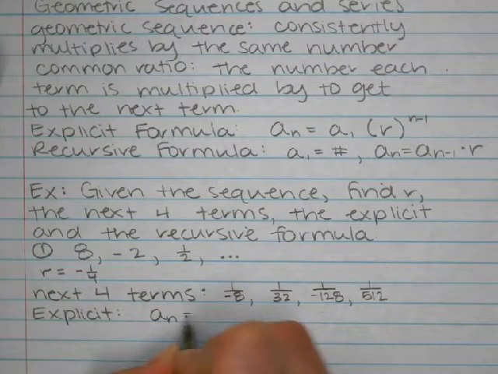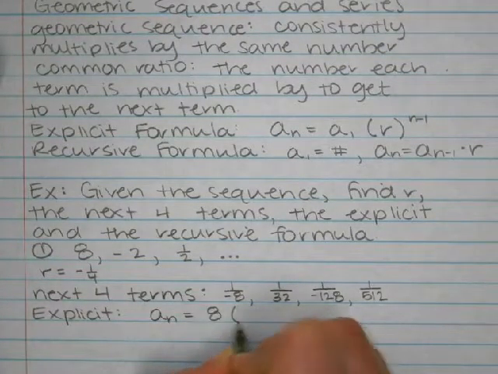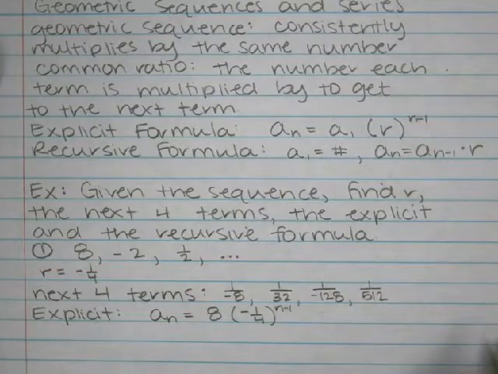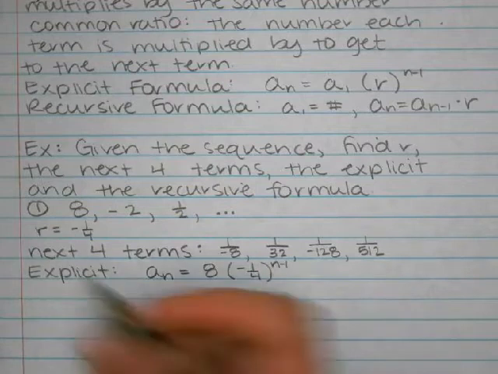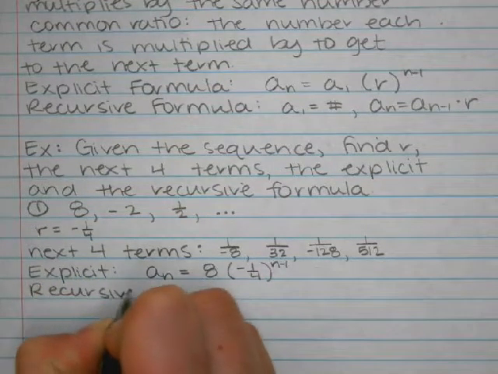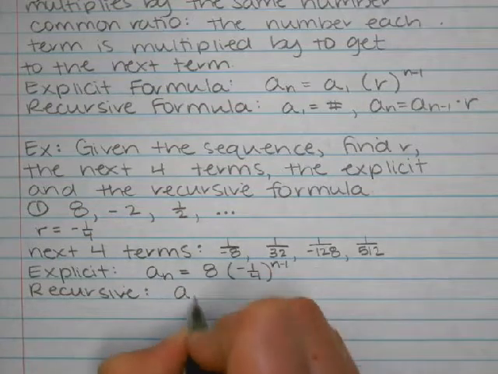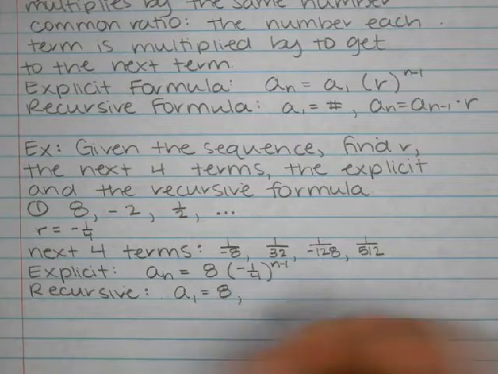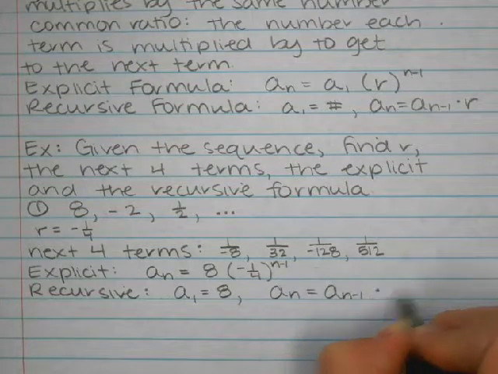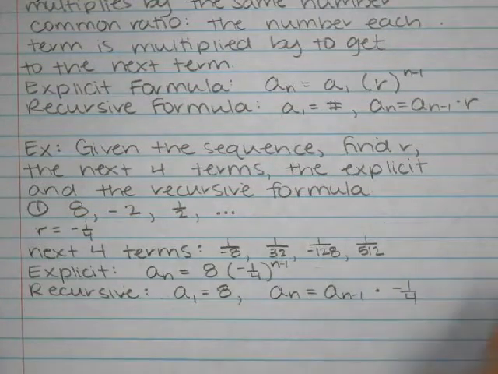All right, so the explicit formula here is a sub n equals the first term times the r value to the n minus 1 power. The recursive formula says you start at a first term of 8, and the pattern is you take the previous term and you multiply it by -1/4.